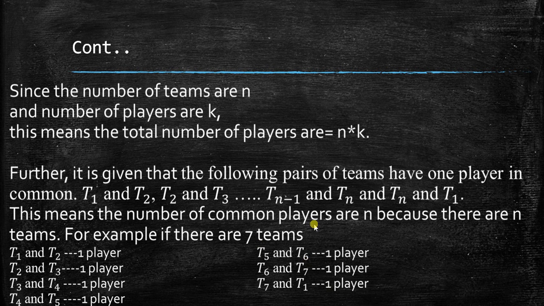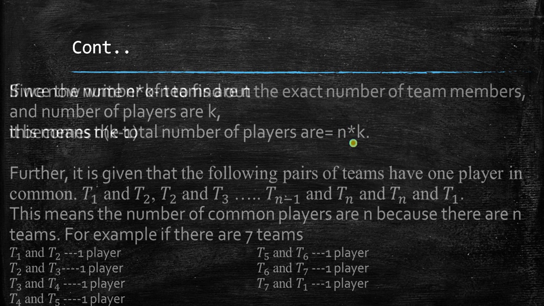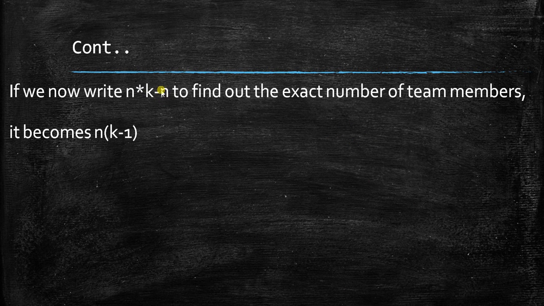Actually, we have to subtract the common players from the total. Only then can we find the exact number. We have to subtract all these common players from the total number, which is n multiplied by k. Only then can we find the total. So if we now write n multiplied by k minus 1 to find the exact number of team members, it becomes nk minus 1.